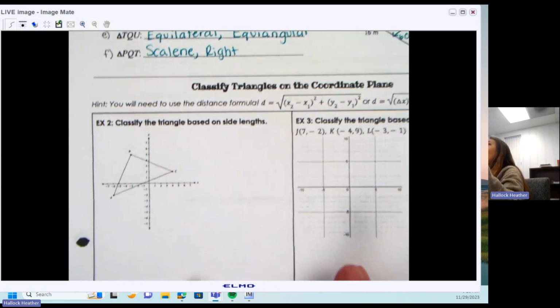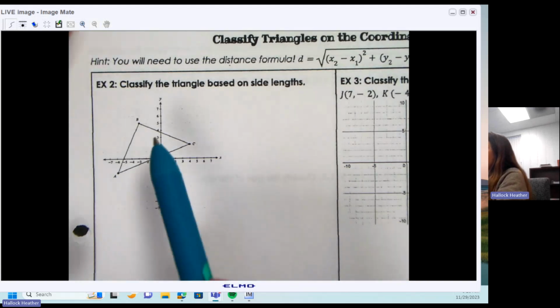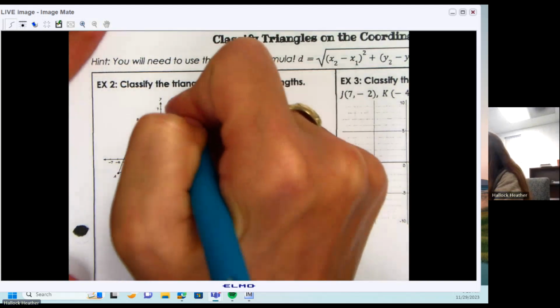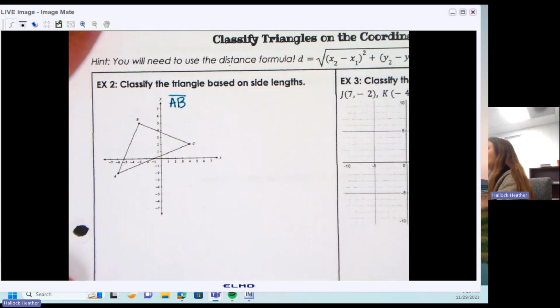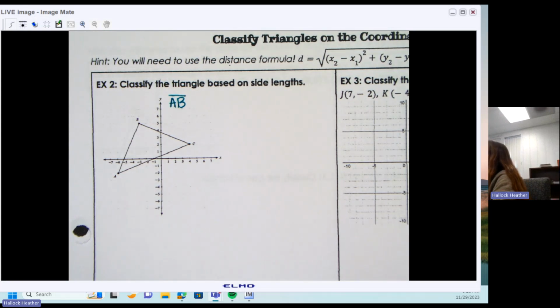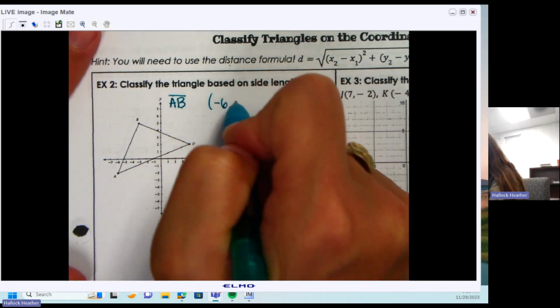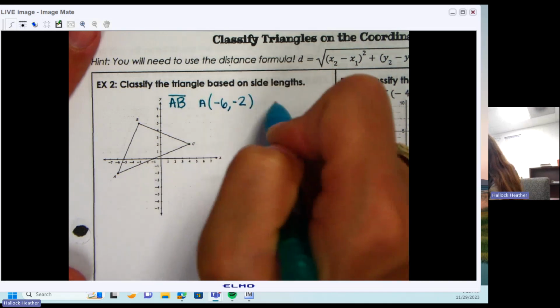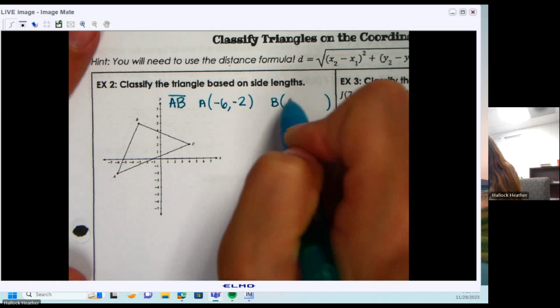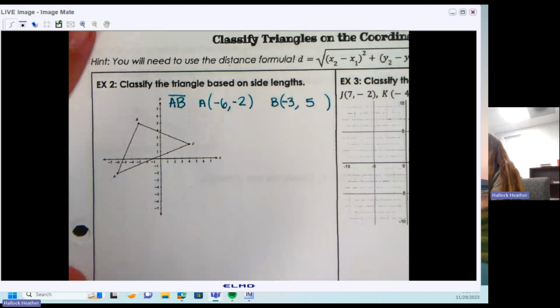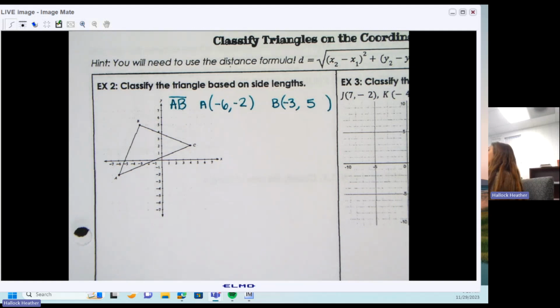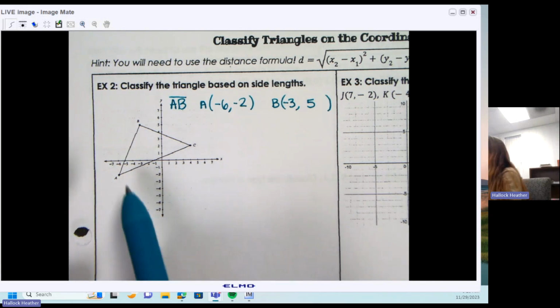So let's use the distance formula. We're going to find the distance of AB first, and then we'll also do BC as well. So if I'm using A and B, can anybody tell me the coordinate point? I know the graph's kind of ugly. What would be the coordinate point for A? -6 and -2. So this is A. What's B's coordinate? -3 and 5. So we're going to use these two coordinates, find the length, and then compare it to the other side length because we know AC is obviously going to be the longest.